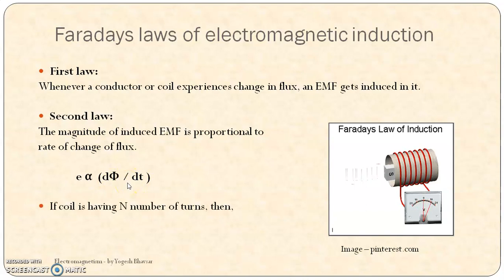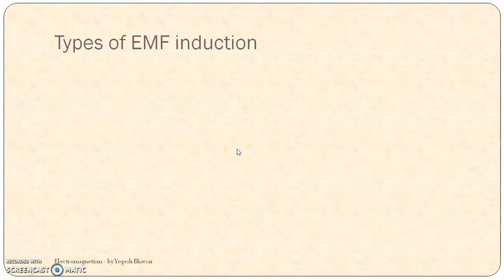If the coil has n number of turns, then simply multiply the above equation by n. So E is equal to n d phi by dt. It is measured in volts. So this is Faraday's law, who stated the first law and second law for EMF induction.